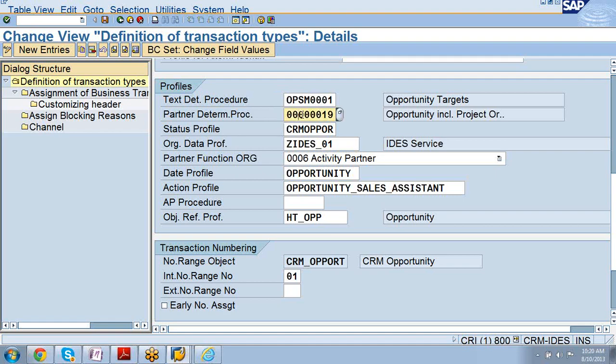So partner determination procedure, you can see this opportunity inclusive the project organization, because if you don't have the project organization, whenever you're running a sales project, that is treated as a project organization. So that means that project till the cycle is over, we will take the people involved in it, the client related staff who is involved, everything is calculated in this partner determination procedure.